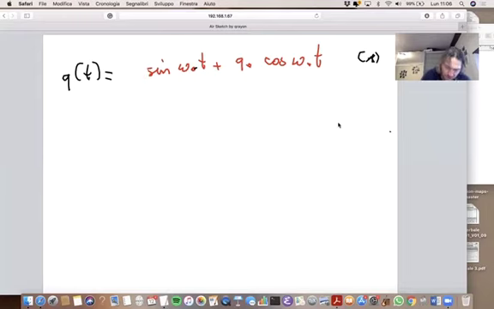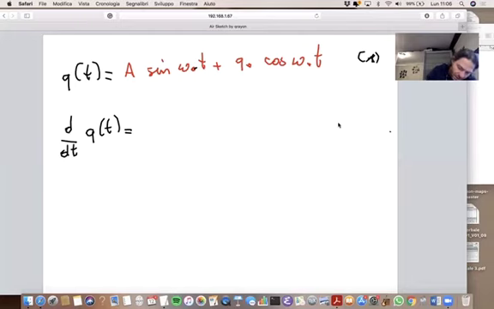Okay, let's try to use the second initial condition. And the second initial condition is about the initial value of P, the momentum, right? But the momentum is in fact proportional to the velocity. So it's quite natural that if I want to use the information of momentum, I better take a derivative to compute the velocity and then set it equal to the initial momentum divided by the mass. So let's take the time derivative of this q of t.